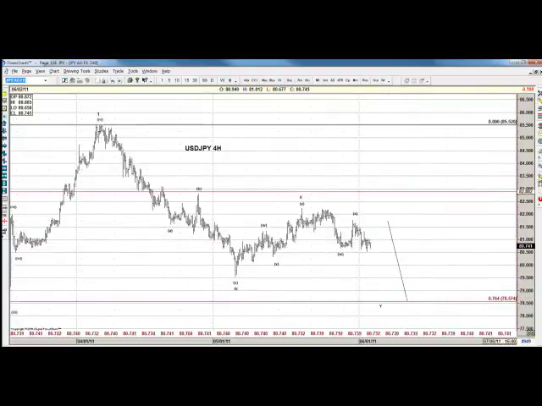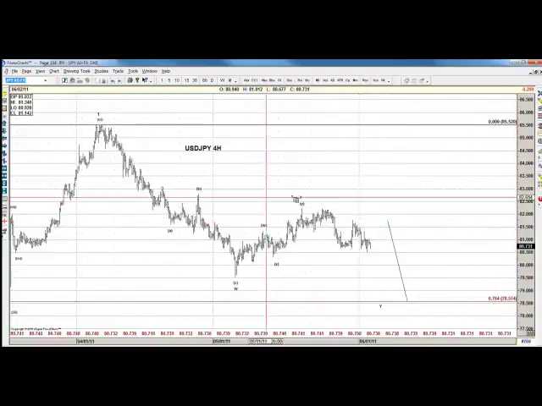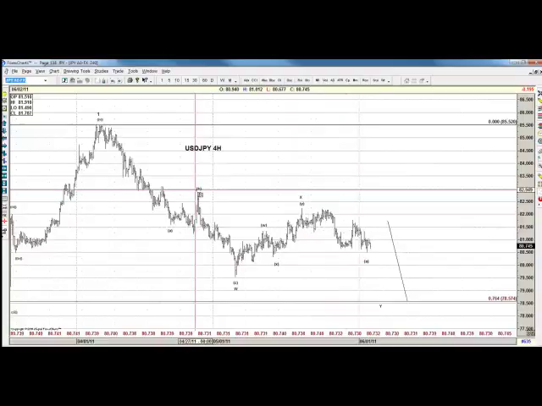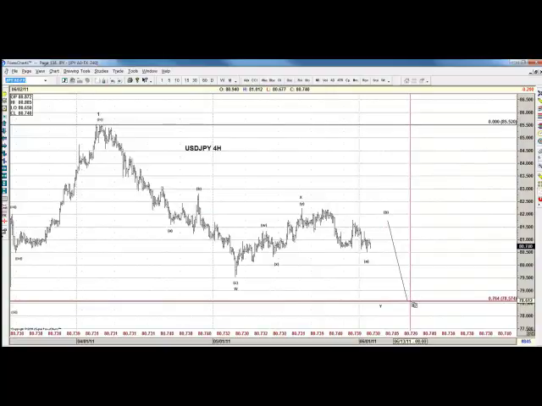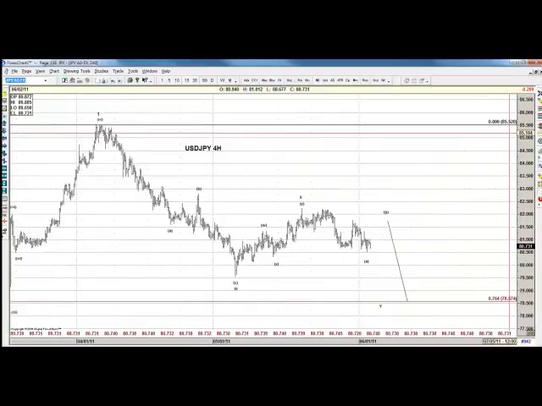When this is A right here, we're gonna get a B, and then it's gonna trade lower in the C. That's most likely the best scenario right there for the yen. Now let's switch to the dollar and the oil.